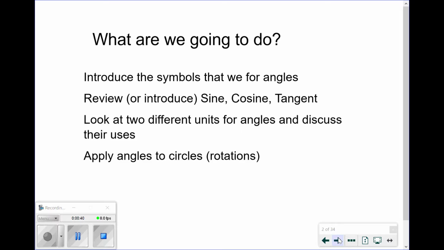So not just degrees, but we're going to look at something else known as a radian. And we're going to discuss their uses, when we use them and when we do not use them. And we're going to apply angles to circles as well as triangles, specifically the rotations of a circle.